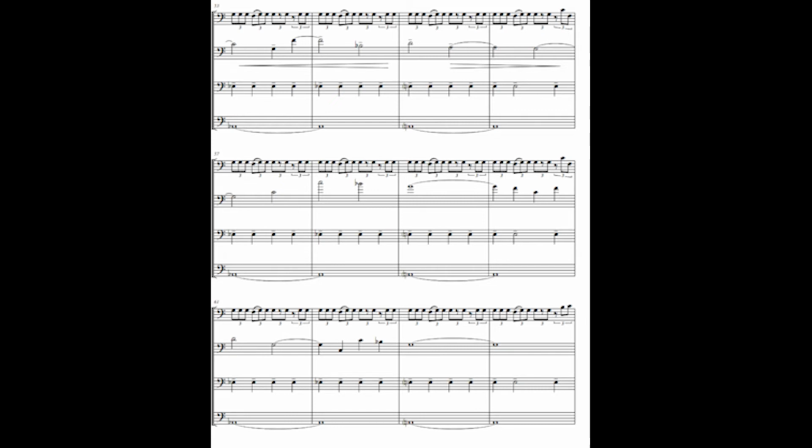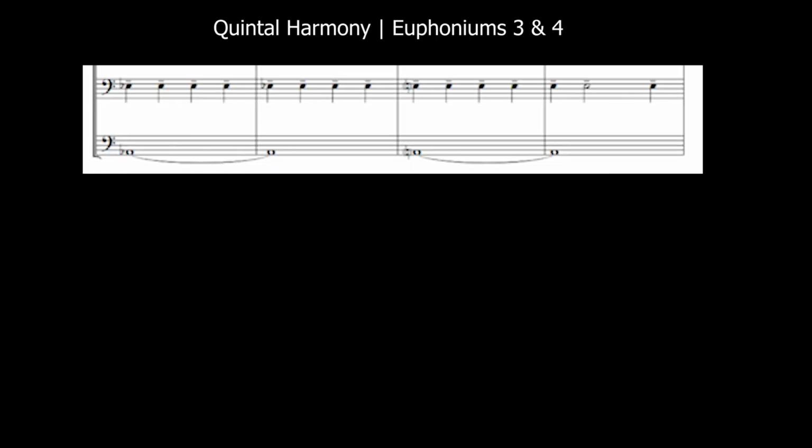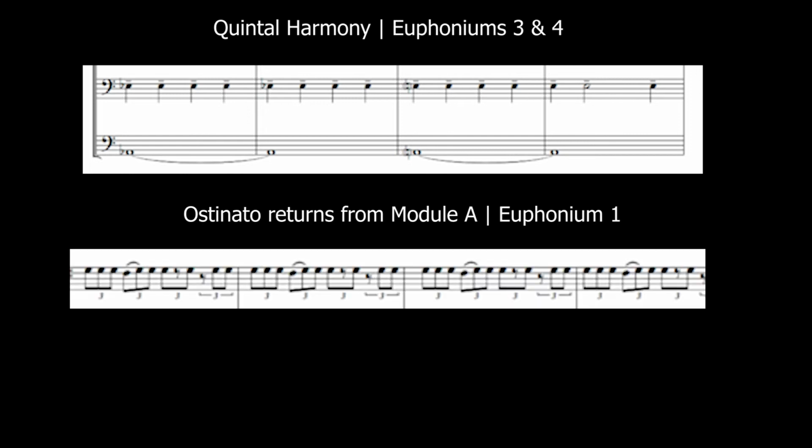For this entire section, the lower two parts are working together in quintal harmony. The Euphonium 1 part brings back again this idea of rhythmic ostinato. With the pattern first introduced at the introduction of the piece, this gives us a bit of foreshadowing to a truer return that's going to happen in the work's final moments.